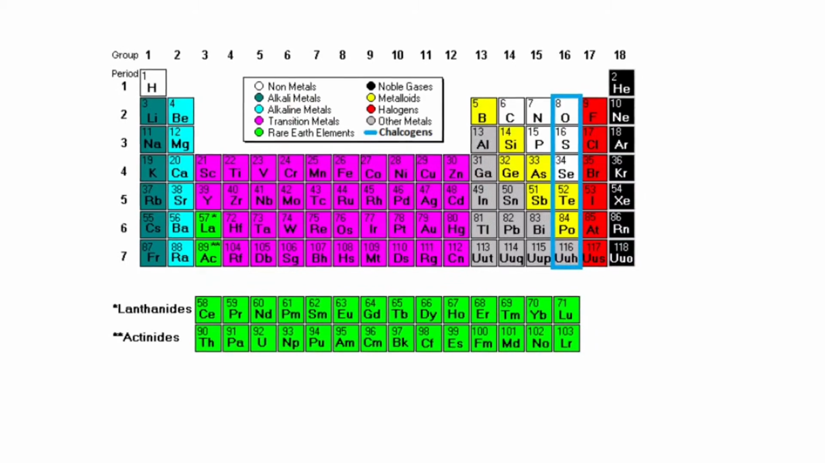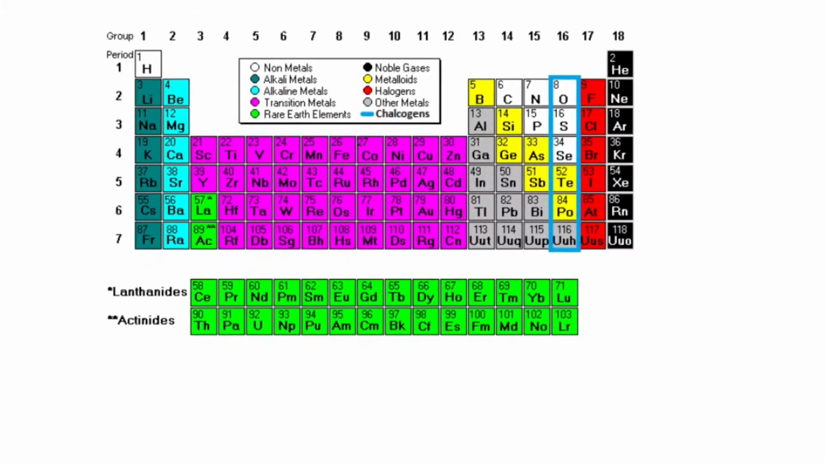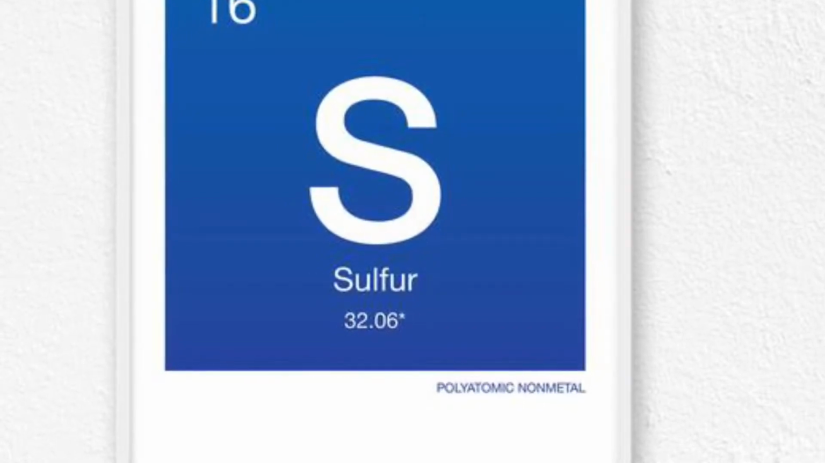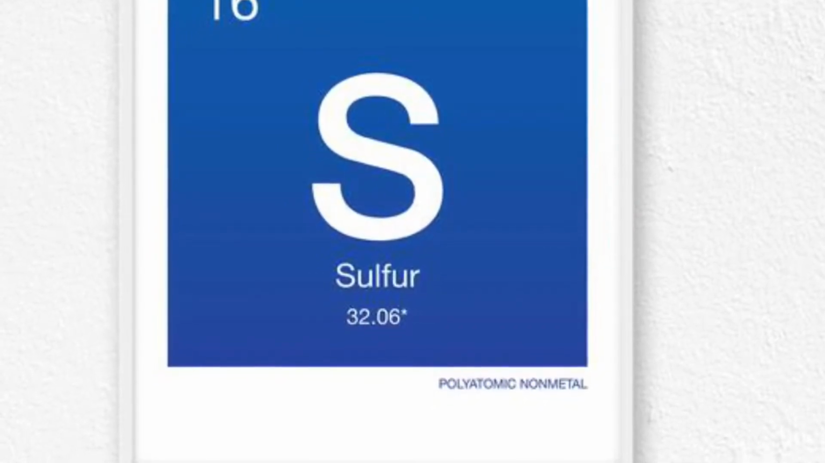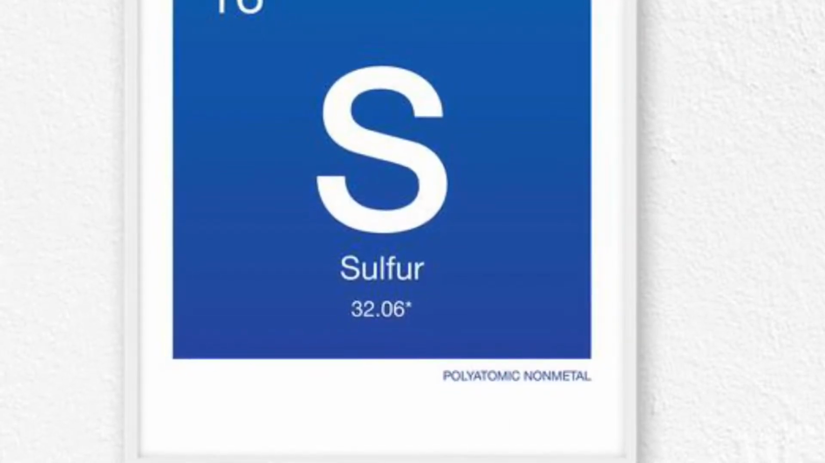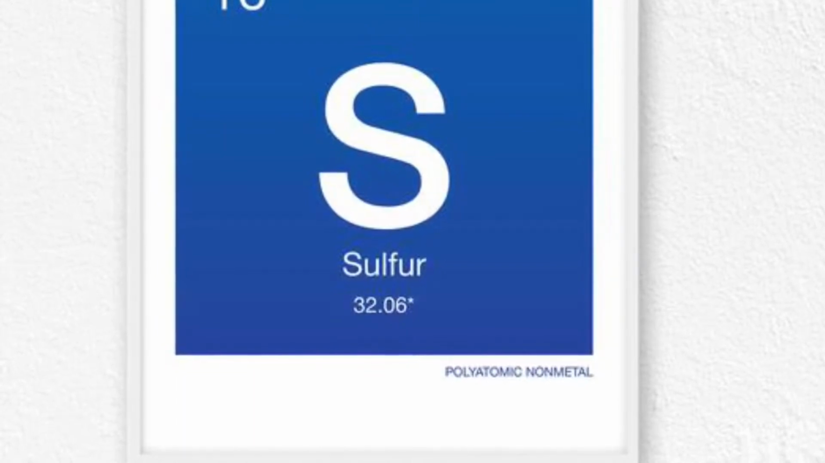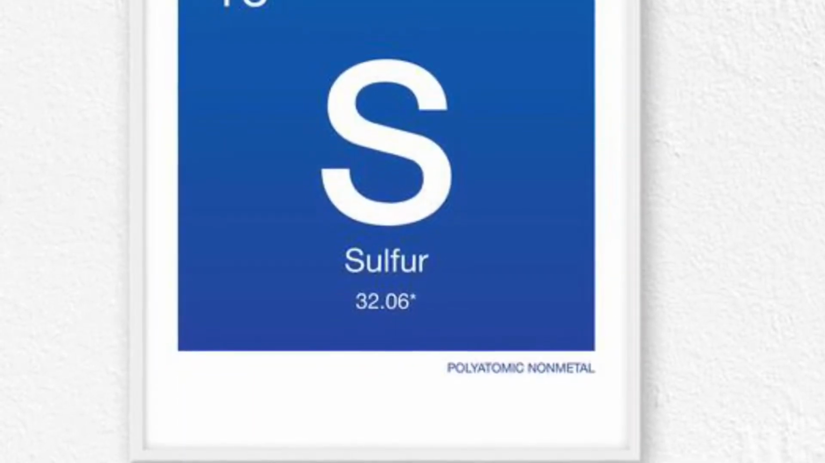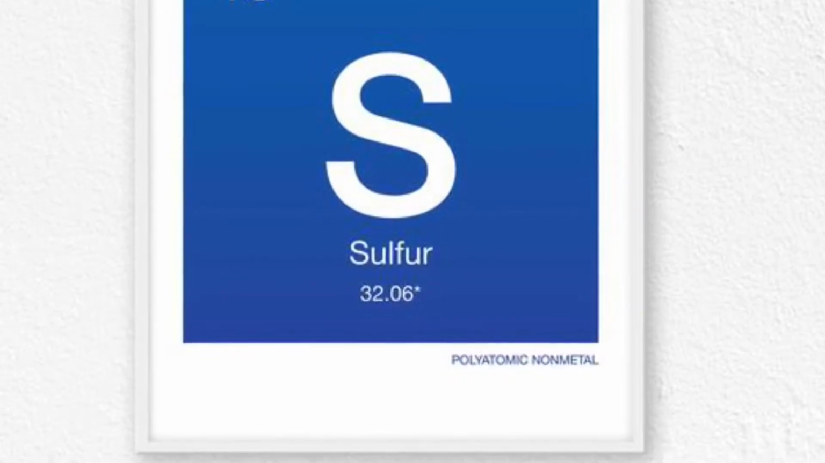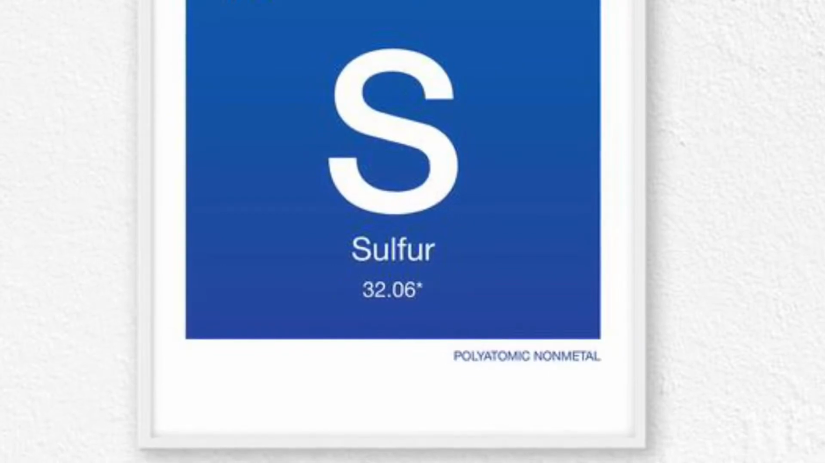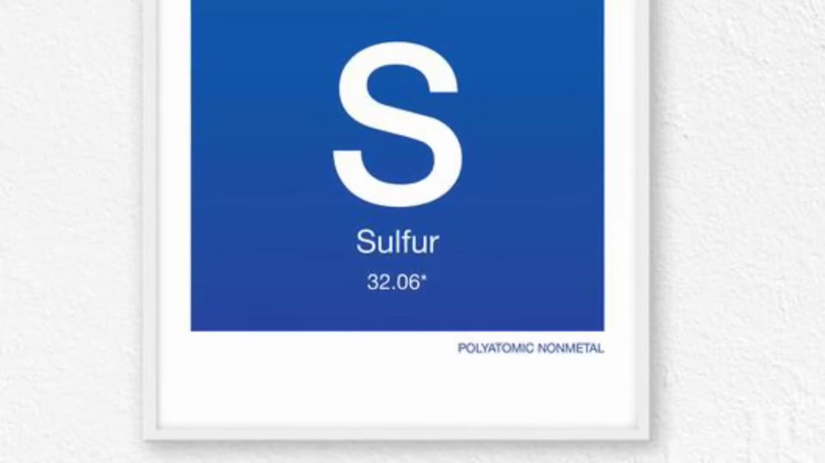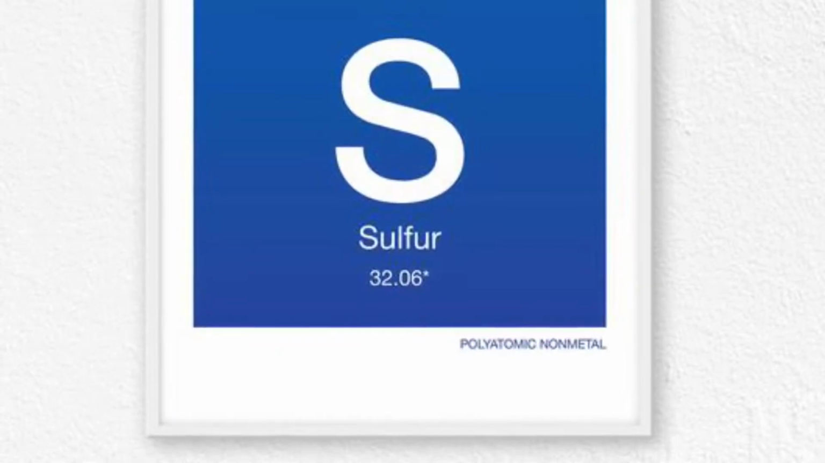It's a non-metal and one of the few non-metals on the periodic table. Its boiling point is 444.6 Celsius or 832.3 Fahrenheit. Its melting point is 115.2 Celsius or 239.4 Fahrenheit. Its density is 2.07 grams per centimeter cubed. Its atomic radius is 100 pm. Its first ionization energy is 200 kJ per mole.